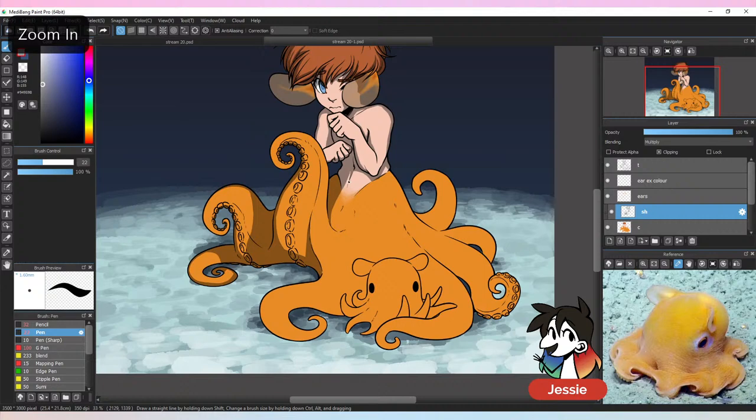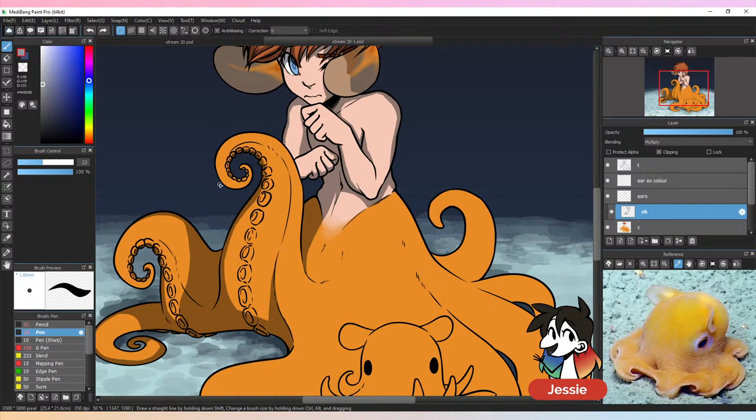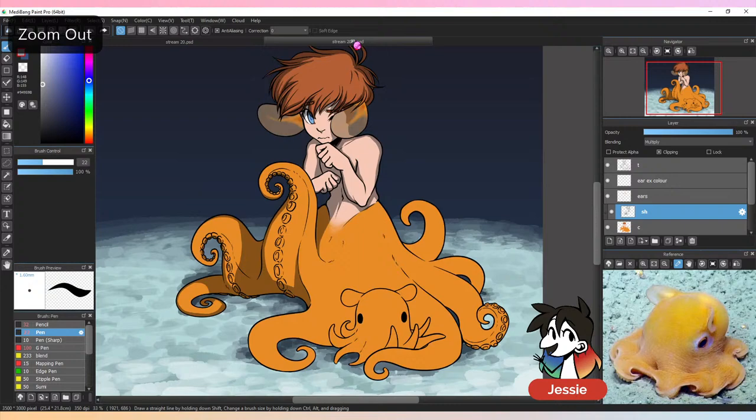Okay. Mental checklists of where lighting and stuff should go. This should actually be on the bottom, because if it's a little bit higher up. Yeah. Okay.